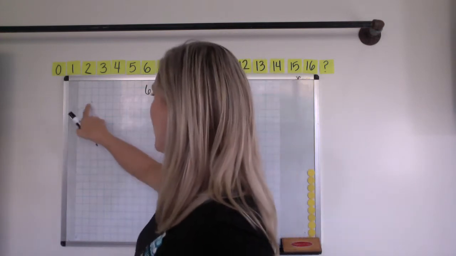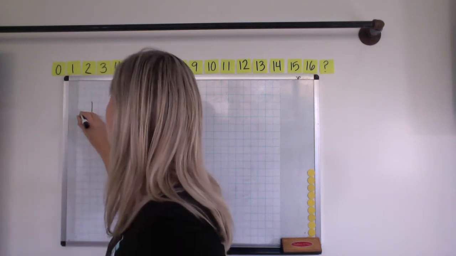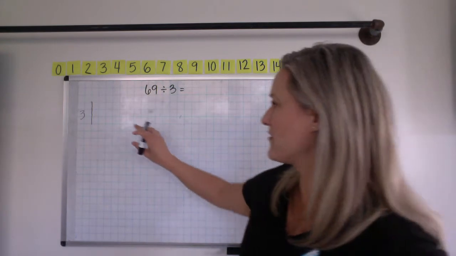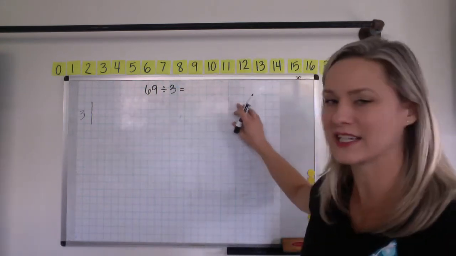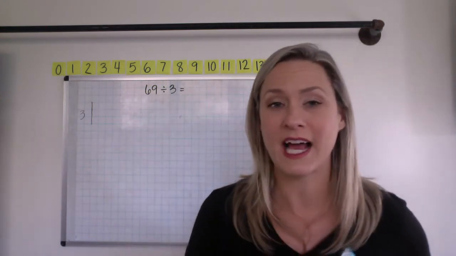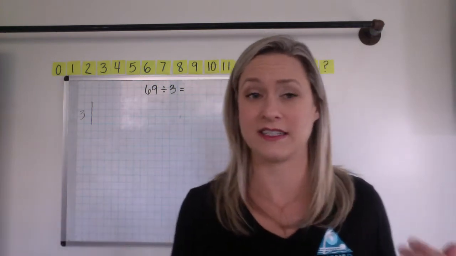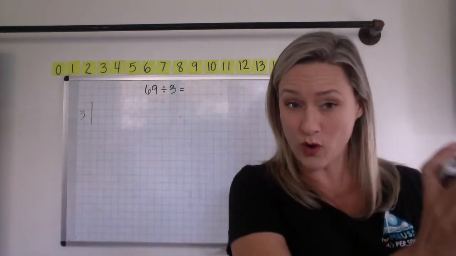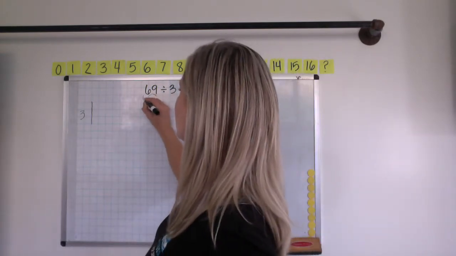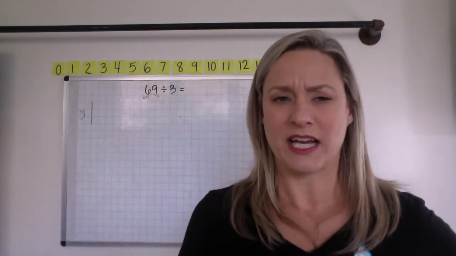I'm actually going to make 3 rows going down. That's going to represent our 3, okay? Now, I need to figure out if I have 69 small squares inside, how many I will have going across. And that's actually going to be our answer. It's basically like 3 times what is 69. So we could break 69 into a 60 and a 9, right? So let's think about that.